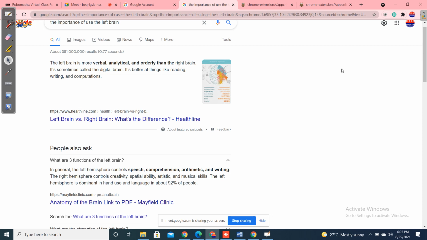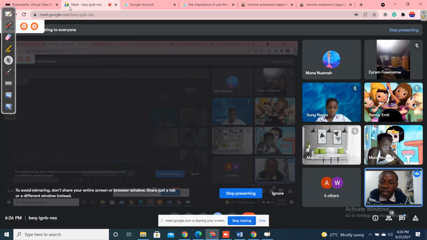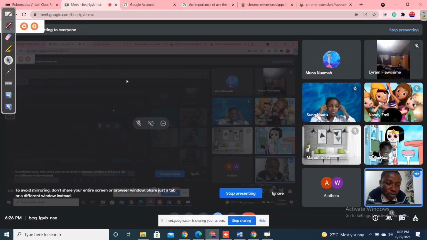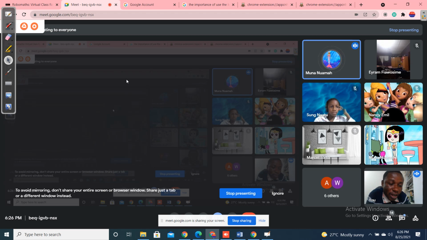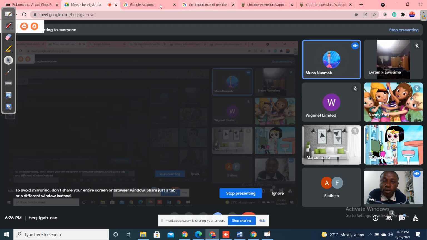So now I have here the importance of the left brain. Why do we need to learn this? It's not part of our lesson. No, you need to understand what we are doing. Now, the calculation that we are working, we are using our left brain, left to right. So you need to understand that. Right to left. Okay. So now, let's go there.